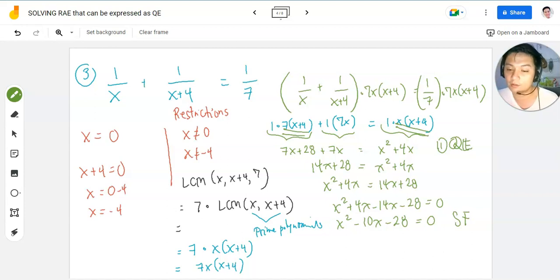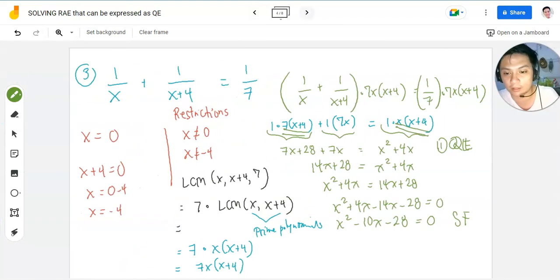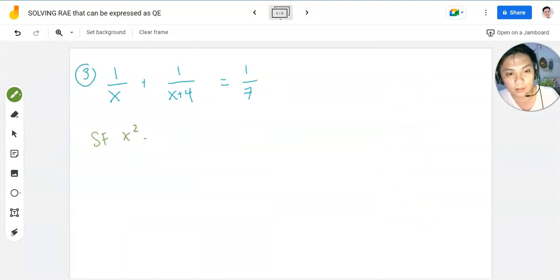Okay? So, what method do you think should we use to get the roots? Factorable ba siya? Are there two numbers na ang product ay negative 28, tapos ang sum ay negative 10? Kung wala, meaning, we have to use quadratic formula na lang. So, let's do that on the next frame. Yan. So, again, the standard form of the equation that we derive na quadratic ay x squared minus 10x minus 28 equals 0. So, first step, ano ang values ng A, B, at C? So, A is 1, B is negative 10, C is negative 28.